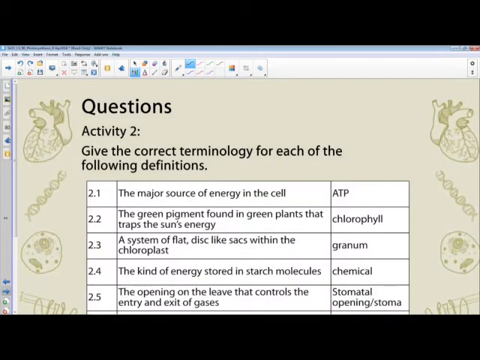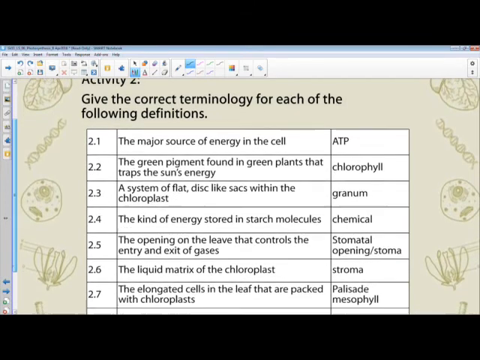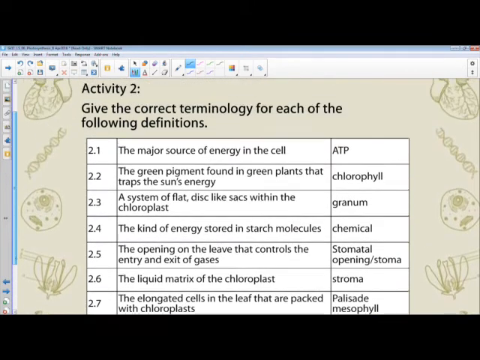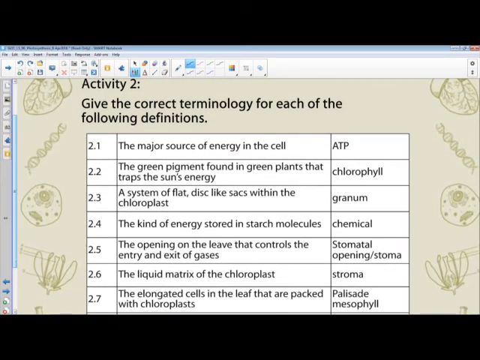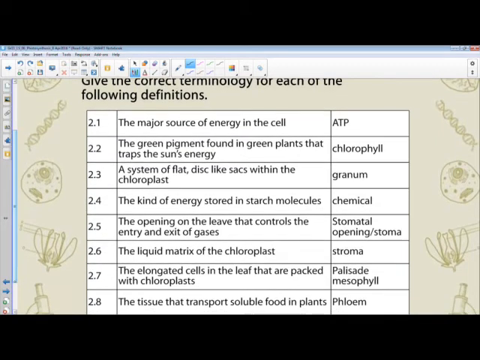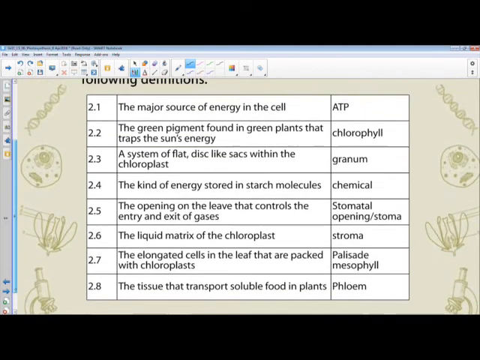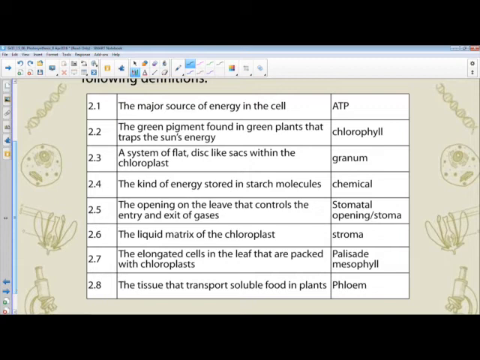So here I've got the terms, and give the correct terminology for each of the following definitions. What I've done is put in the solutions so that it can help us to go through these, and it makes it easier for you when you are studying, so that you can link these very quickly. More or less, we're looking at these as definitions and terminology. The major source of energy in the cell, guys, is ATP.